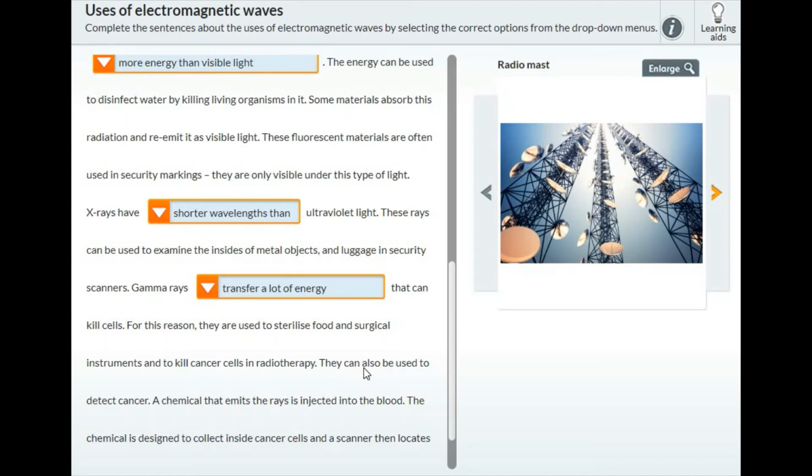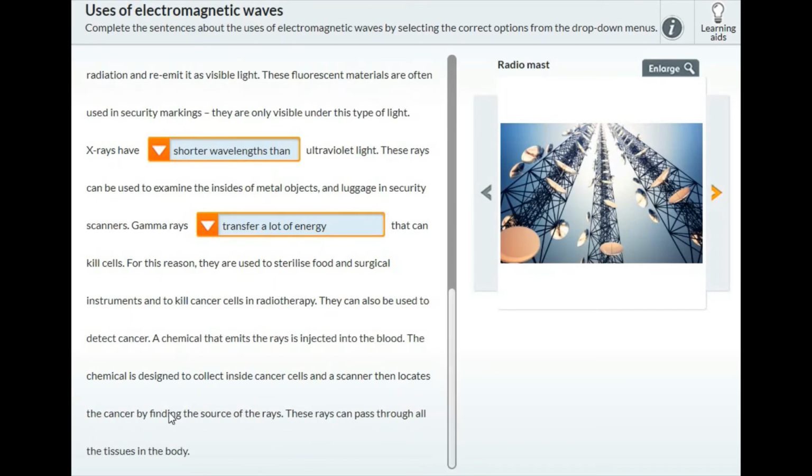They can also be used to detect cancer. A chemical that emits the rays is injected into the blood. The chemical is designed to collect inside cancer cells, and a scanner then locates the cancer by finding the source of the rays. These rays can pass through all the tissues in the body. So to check the answers.